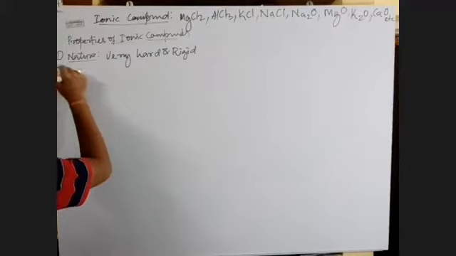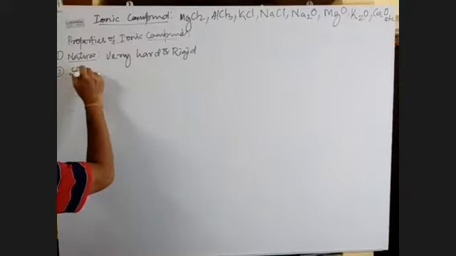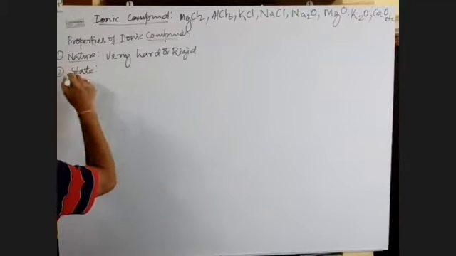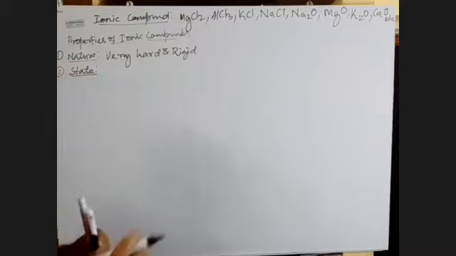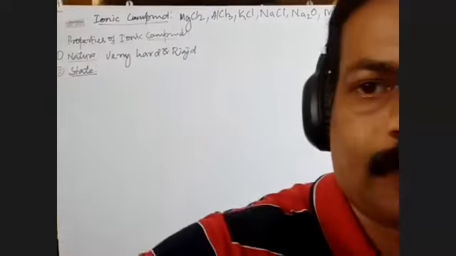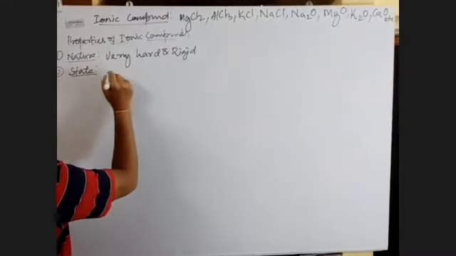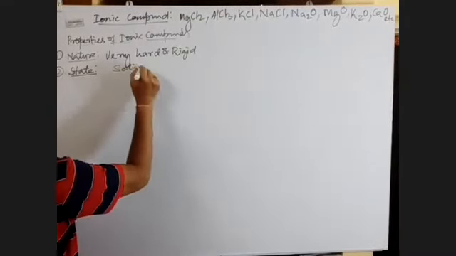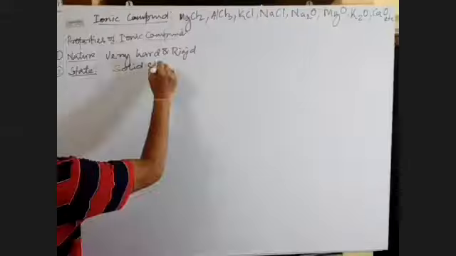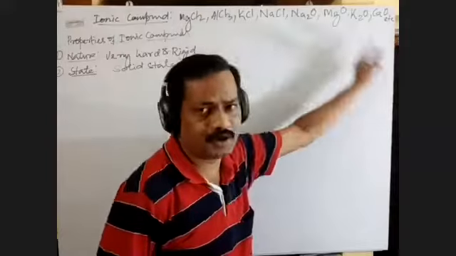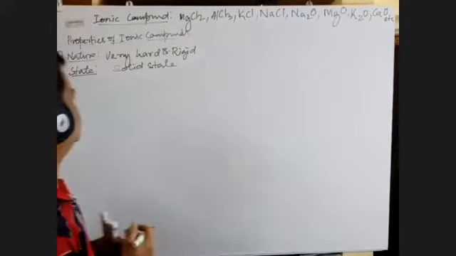Second point is the state in which they exist. So generally, all the ionic compounds exist in solid state. Most of the ionic compounds, all the compounds whatever I wrote here, exist in a solid state.